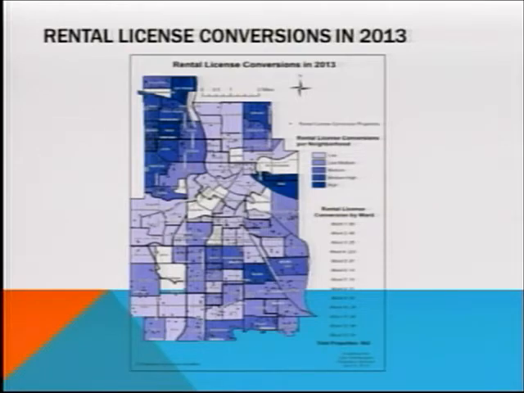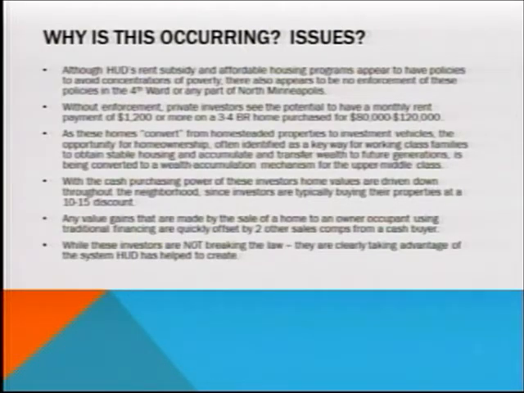And my reason for this to be concerned, although HUD's rent subsidy and affordable housing programs appear to have policies to avoid concentrations of poverty, there also appears to be no enforcement of these policies in the 4th Ward or any part of North Minneapolis. Without enforcement, private investors see the potential to have a monthly rent payment of $1,200 or more on a 3 to 4 bedroom house purchased for $80,000 to $120,000, some of the most affordable homes in the Twin Cities metro area.